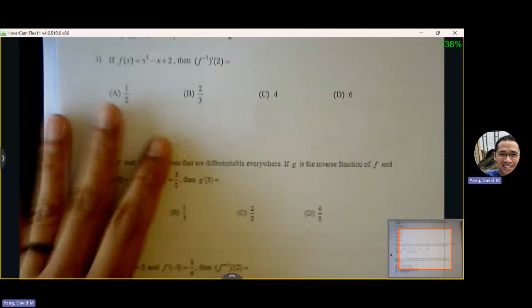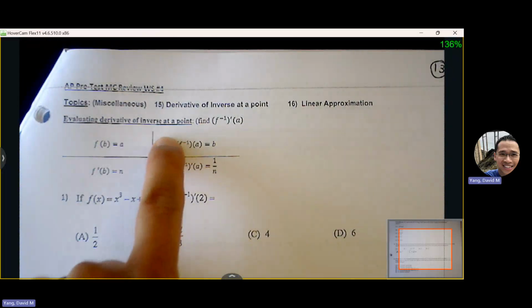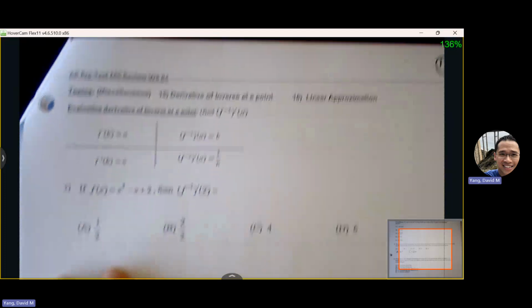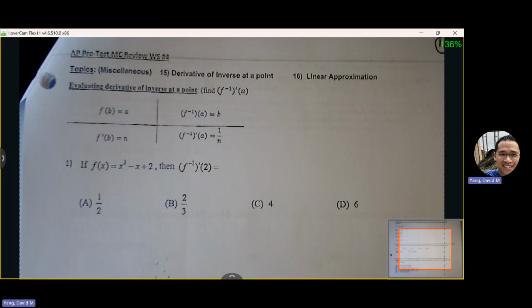And the final miscellaneous topics are derivative of inverse at a point and linear approximation. So this is where we got to create the table, kind of make our way around that table. Let's do 1 or 2 examples of these so that I can refresh your memory with the process here.